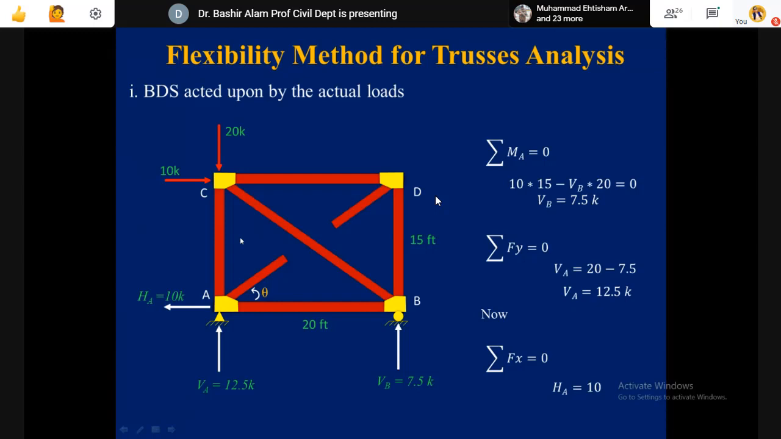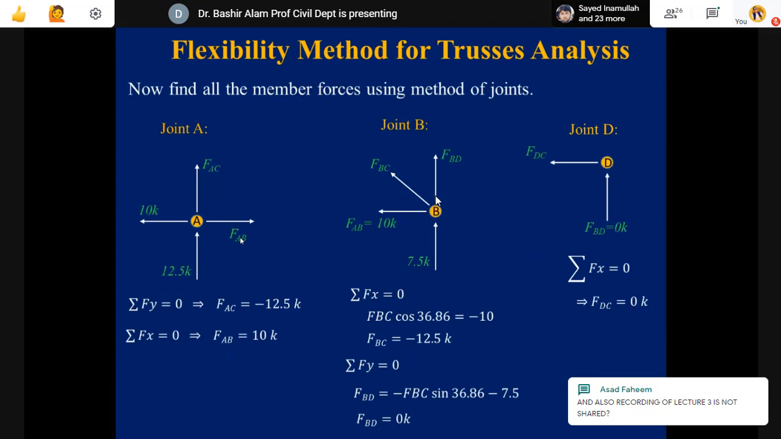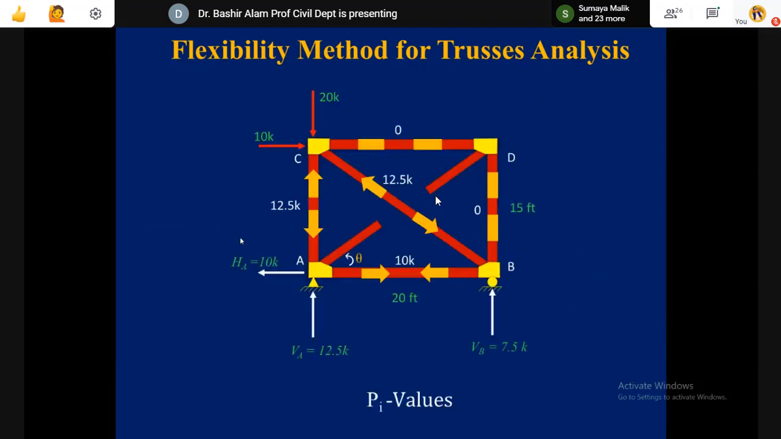It was a determinate structure. We found all the member forces and all the support reactions. You can see it. We found first the support reactions, and from there we analyzed for the member forces. So we took joints A, B, and D and analyzed all the member forces. And here you can see now the analyzed structure under the actual loads.